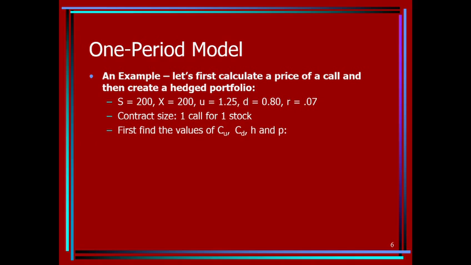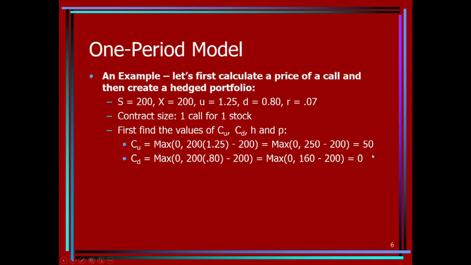So first you find the values of CU and CD, and then you can find the value of H. So what is CU? Well, the value of a call is equal to the greater of 0 or its intrinsic value at expiration, right? So what's the intrinsic value? It's the 200 stock price times 1.25 if it goes up, minus the strike price. So it's 50 because it's in the money. CD is 0 because it's out of the money. Everyone follow so far?